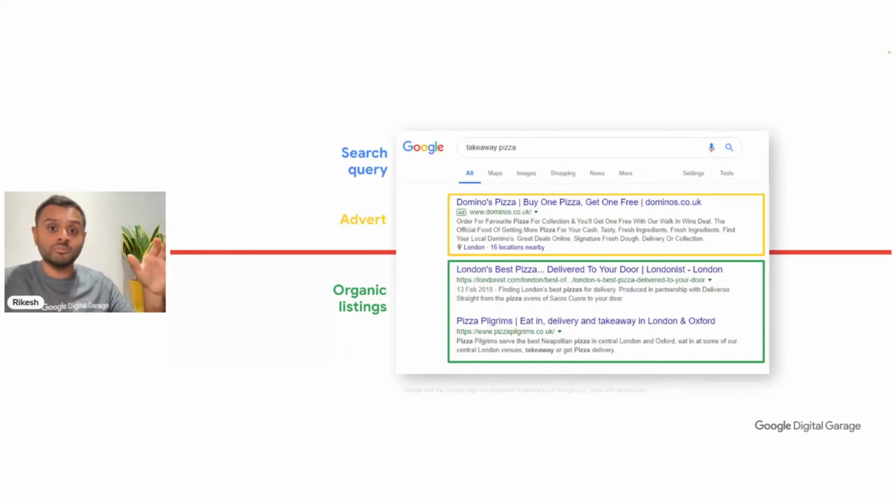That is the search query box, which is where somebody's typed in takeaway pizza. So whatever anybody looks for, even when we are Googling things, we type what we are looking for into that search query box. Then we get the first actual result of the search engine results page. You can see we've highlighted this in the yellow box here, which is the advertising space.